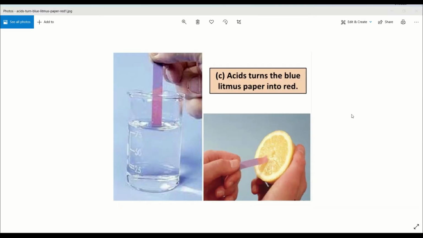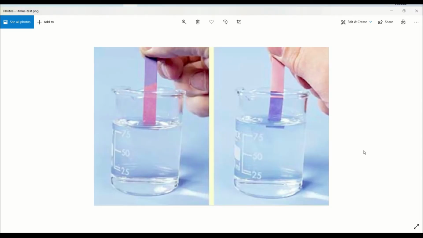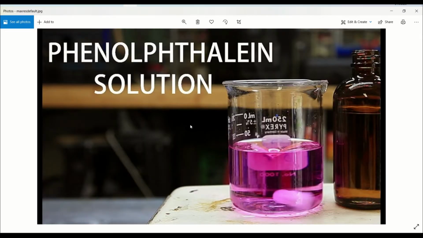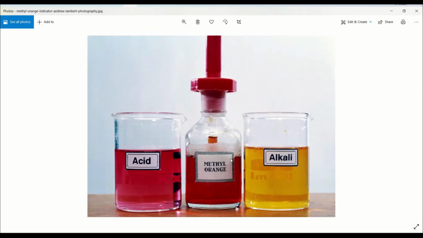Also, there are indicators which detect an acid and a base through color or their smell. Here you can see the litmus paper. The litmus paper helps us to detect an acid solution and a base solution. Acids, that is on the left hand side, turn blue litmus to red, while bases turn red litmus to blue. This is another indicator, phenolphthalein. It shows a color like this when it detects an acid or base. This is one another indicator, methyl orange, which turns an acid to this color and a base to yellowish color.